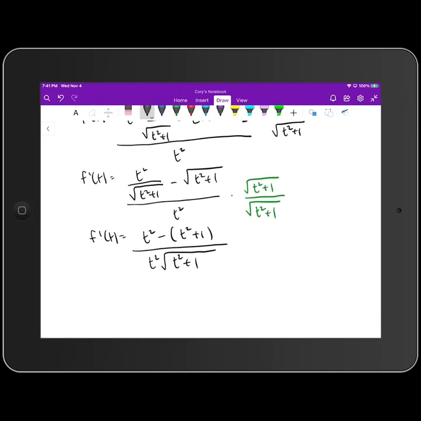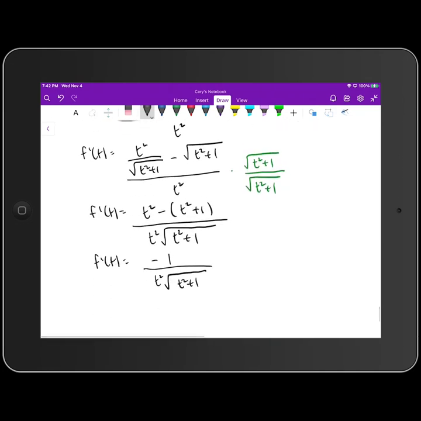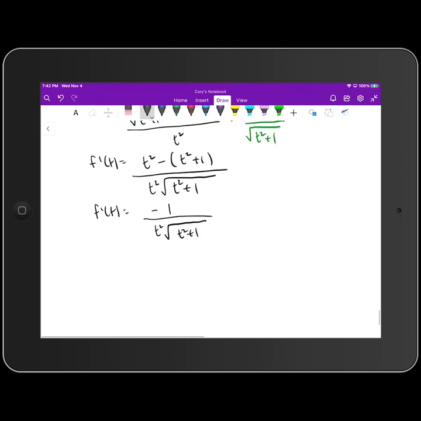And then when I simplify the numerator, we get t squared minus t squared. That makes the t squared terms go away. So that's going to make f prime of t equal negative 1 over t squared times rad t squared plus 1. Holy crap. We did all that work just to find the first derivative, and we still have to find the derivative of that to get our second derivative. So let's go ahead and do that.